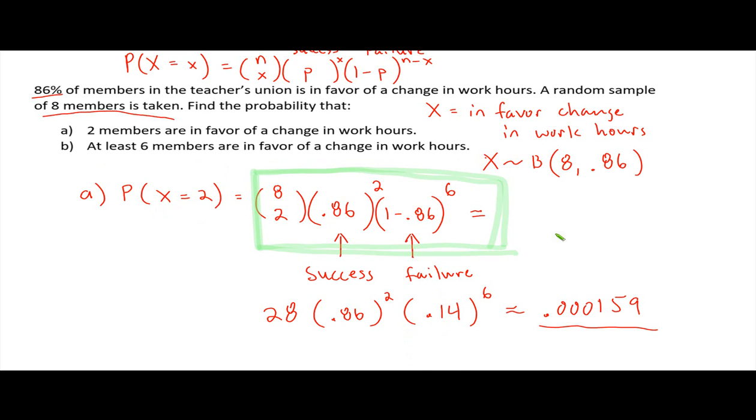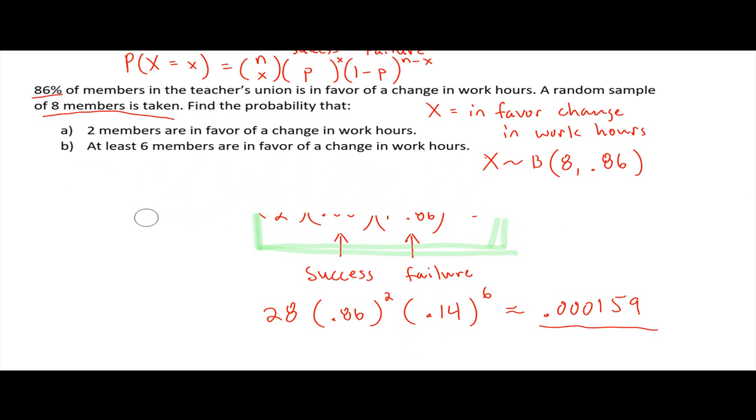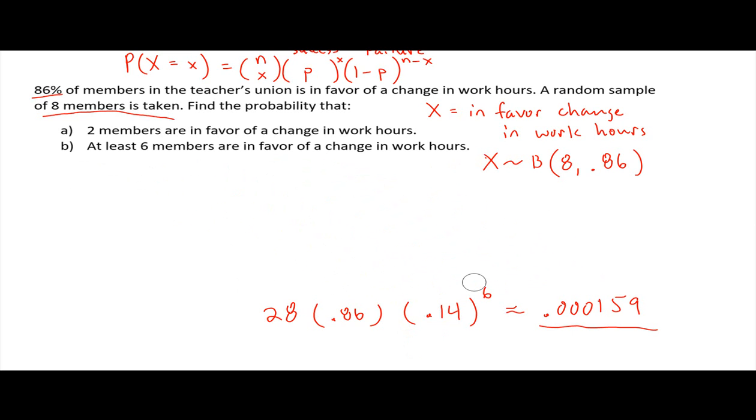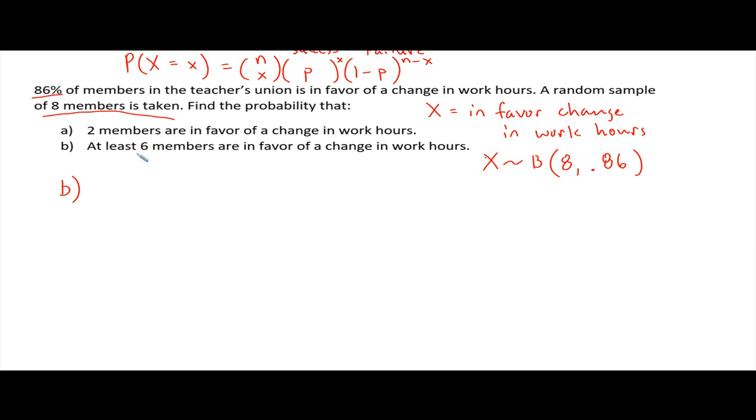Okay, let's take a look at part B here. The probability at least 6 members are in favor of change. So the probability of at least 6. So we're finding the probability of x is greater than or equal to 6, right? So first of all, when you see this greater than or equal to 6, that means it can be 6 members, 7 members, or 8. Because remember, there's 8 members, 8 number of trials.